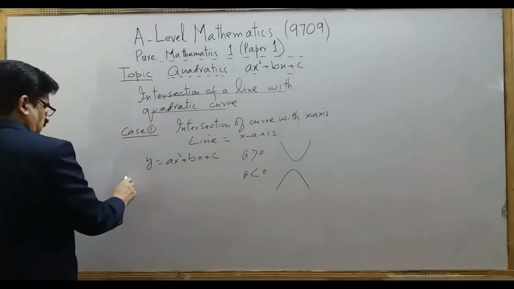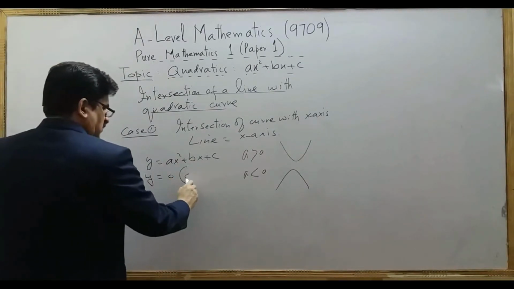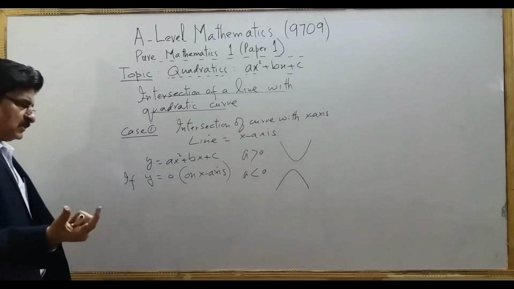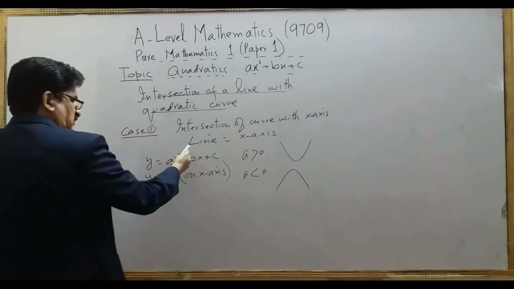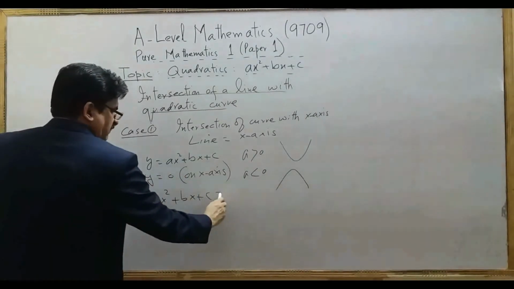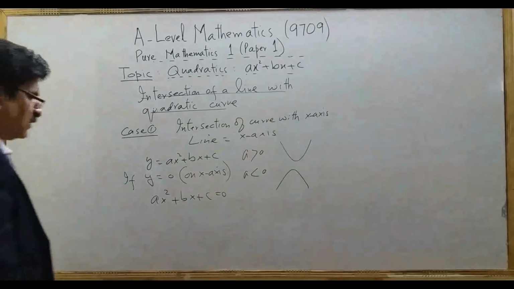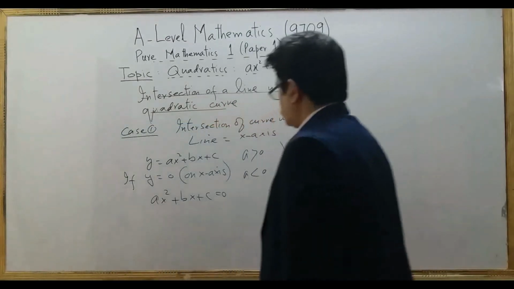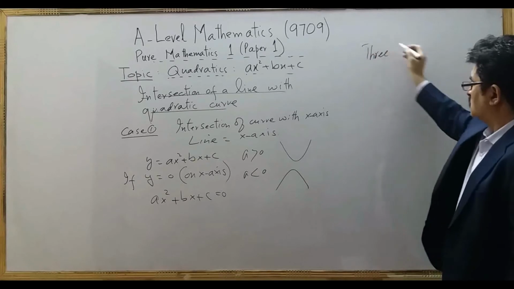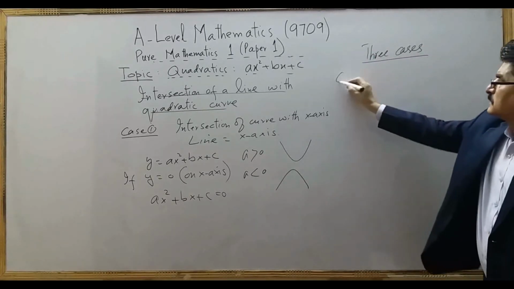So if y is equal to 0, which is on the x-axis, where y is 0, then we put y equal to 0 and we get a quadratic equation. Now when we solve it, we have three cases, as you have learned.